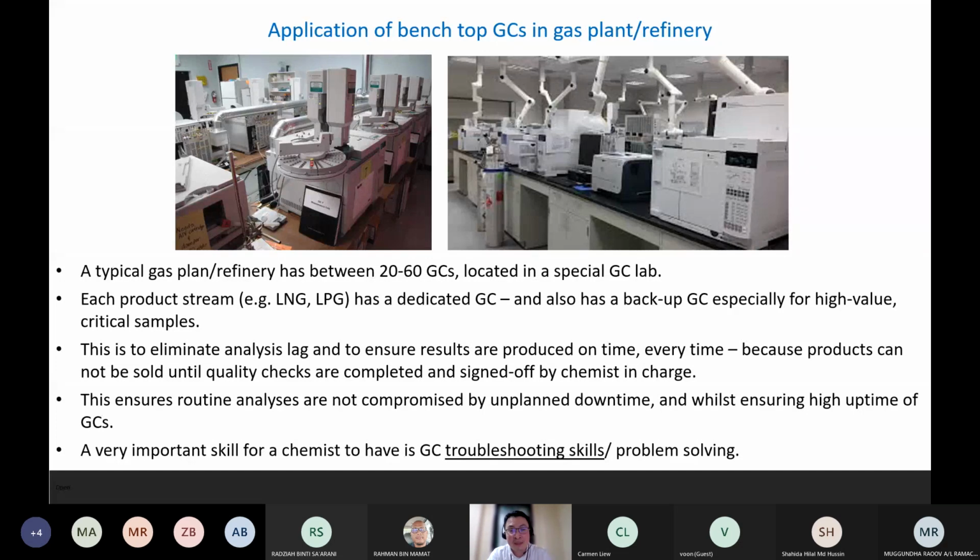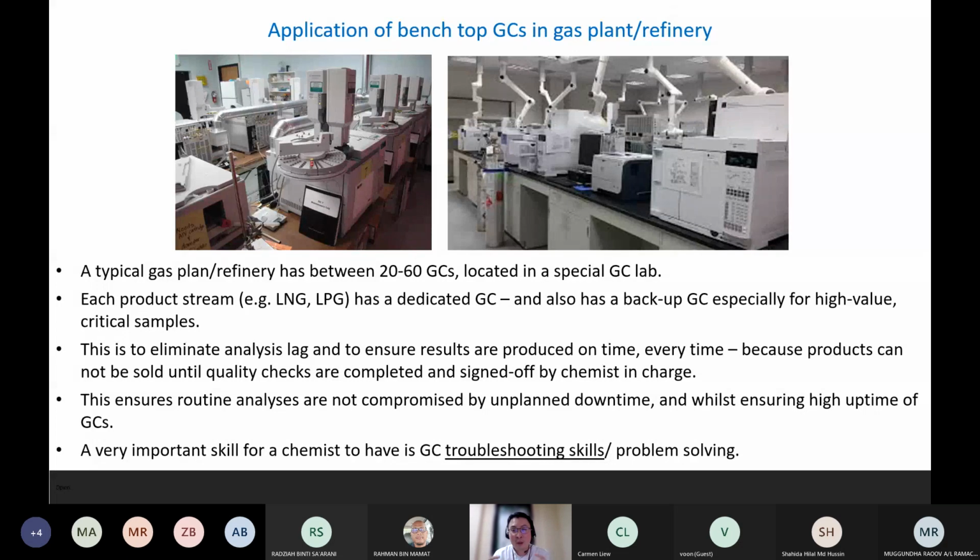So that's because each and every one of these GC systems has a particular function. And you remember earlier on in the talk, I was mentioning that the refinery produces different types of products. So each one of these products has its own dedicated GC. This is because we want to make sure that the analysis for these products has high uptime and high reliability. So we dedicate a certain product to a certain GC.